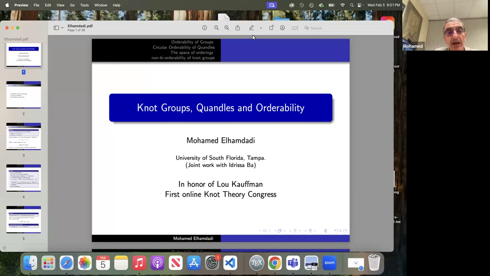I will talk a little bit about knot groups and quandles in relation to orderability. This work originated from a question asked by Adam Clay and his co-authors. In one of his papers, he studied the bi-orderability of knot groups, and he asked the following question: can non-bi-orderability of knot groups be determined using invariants other than the Alexander polynomial?